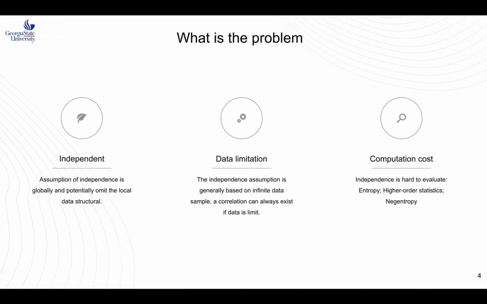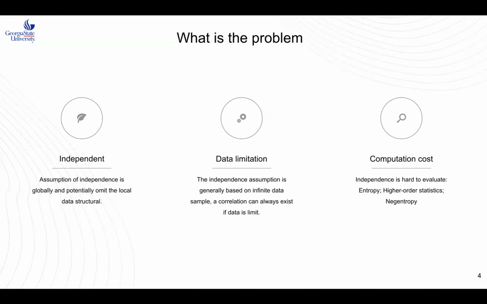And also, this is what I mean by data limitation. When the data sample is limited, you cannot say they are exactly independent. Like we can say two persons are independent, but we have noses, we have eyes, we still have some correlation in this scenario. And also for the computation cost, when trying to evaluate the independence, you generally have to compute higher order statistics or evaluate mutual information, entropy stuff.